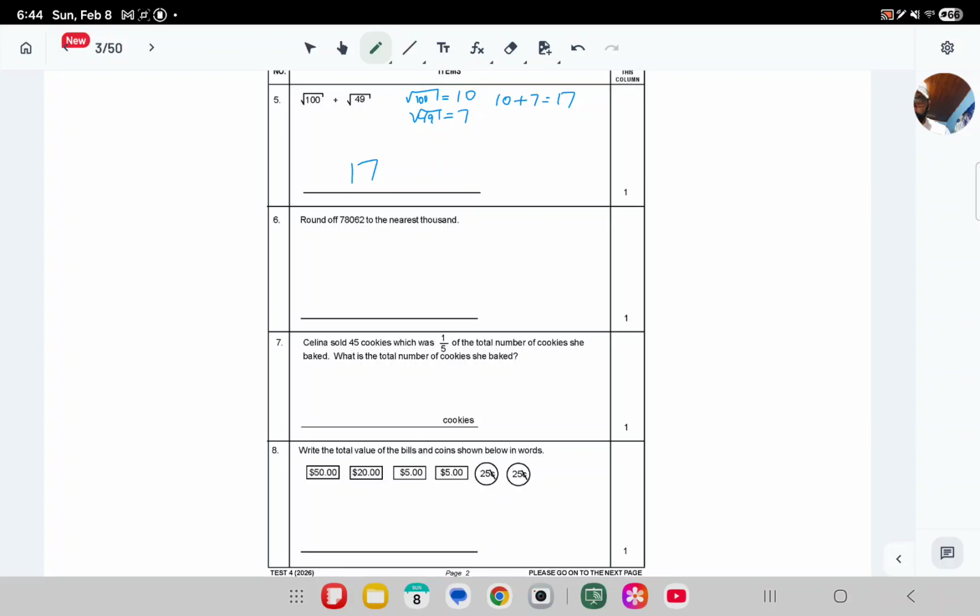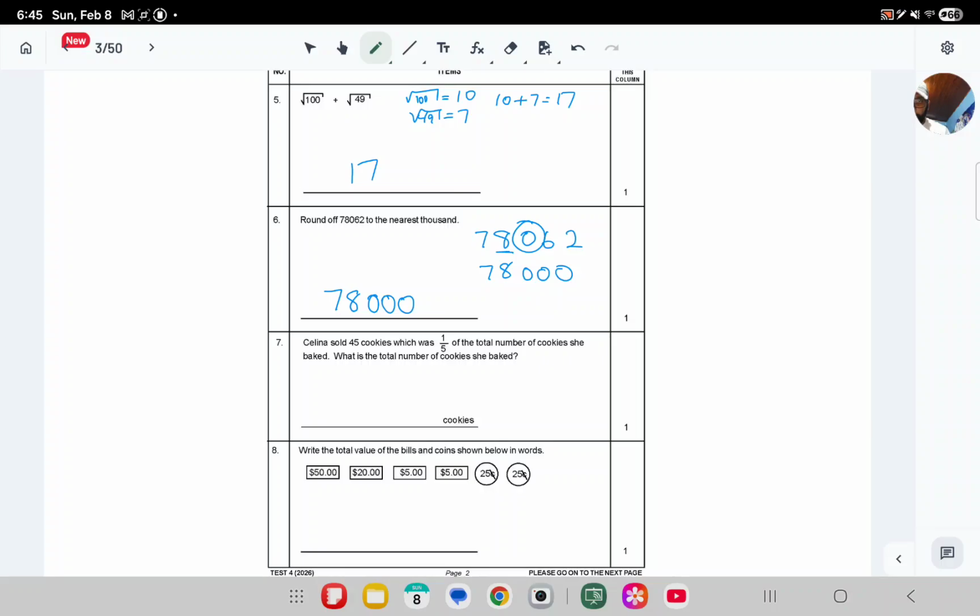Number 6, round off 78,062 to the nearest 1,000. So we have 78,062. Whenever we are rounding off to the nearest 1,000, we look at the thousands digit and the hundreds digit. The hundreds digit is less than 5, so therefore we leave the thousands digit the same, and all the numbers to the right-hand side we replace with zeros. So we got 78,000.